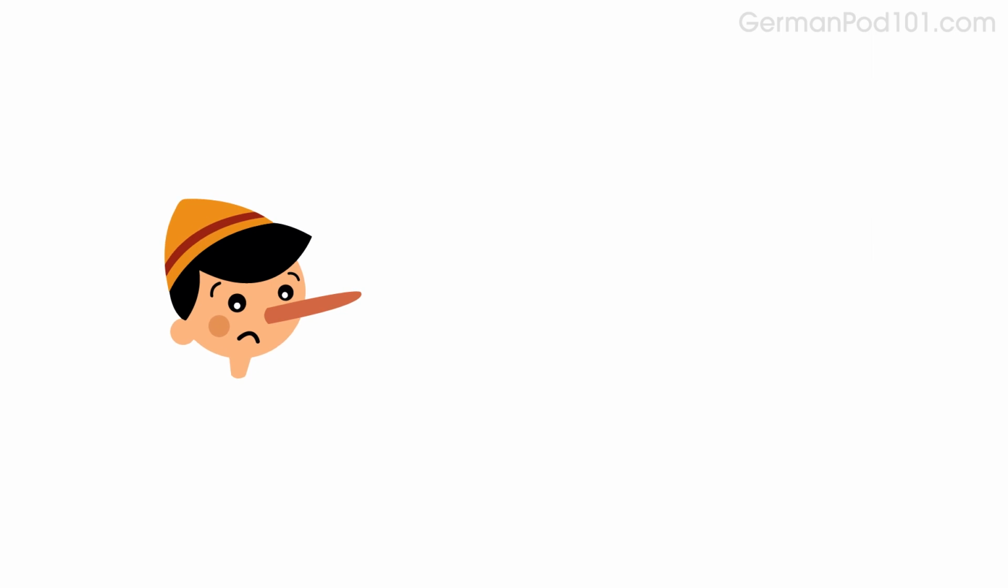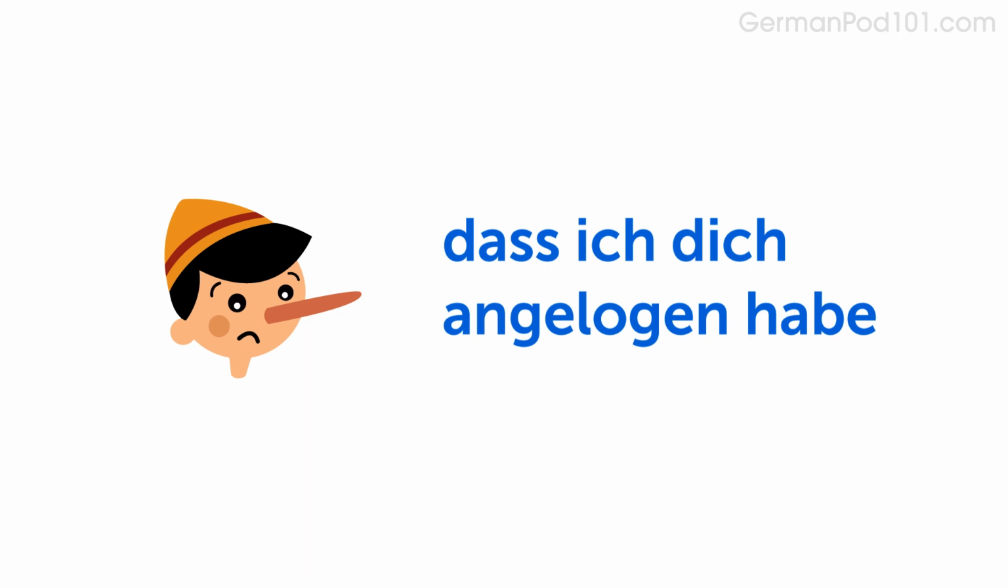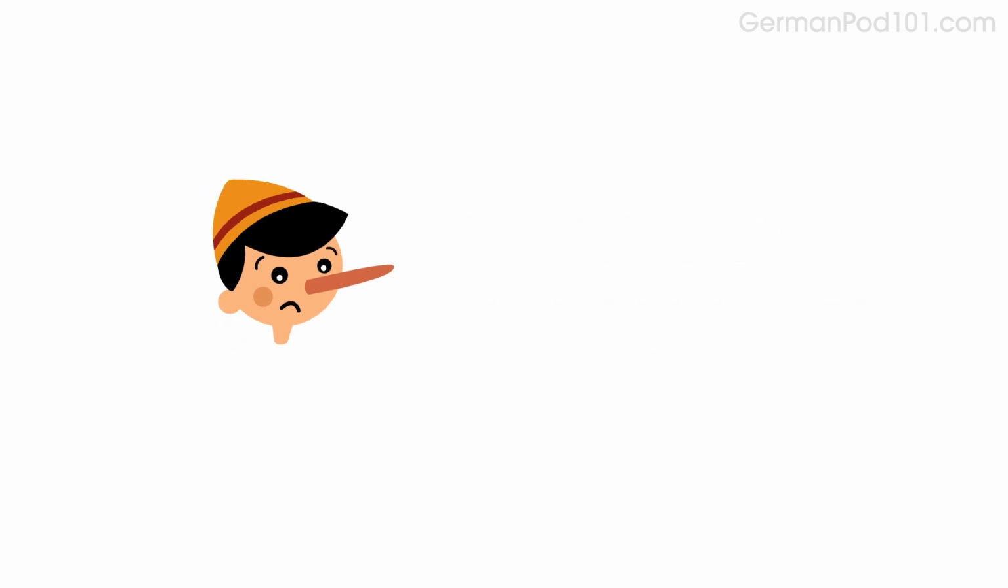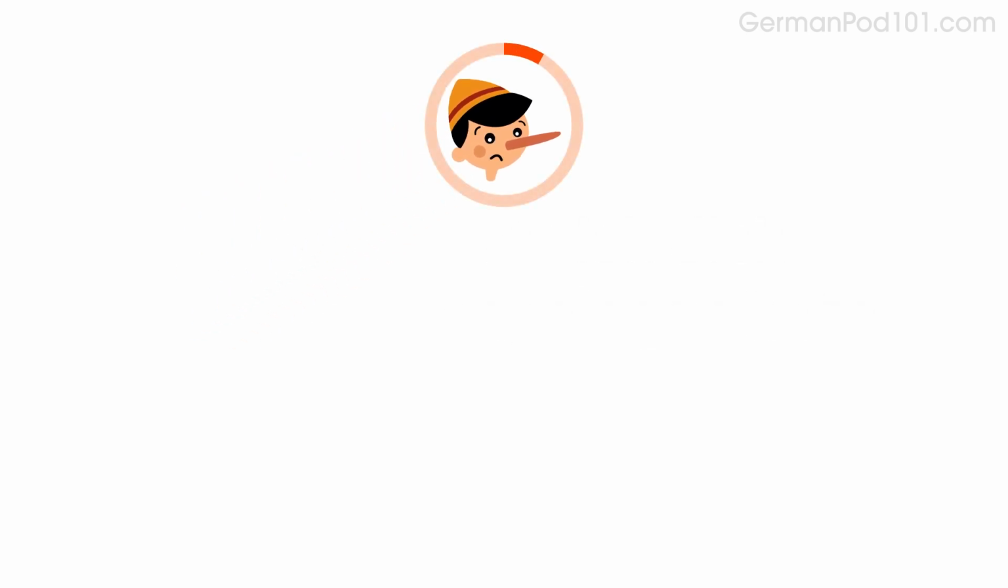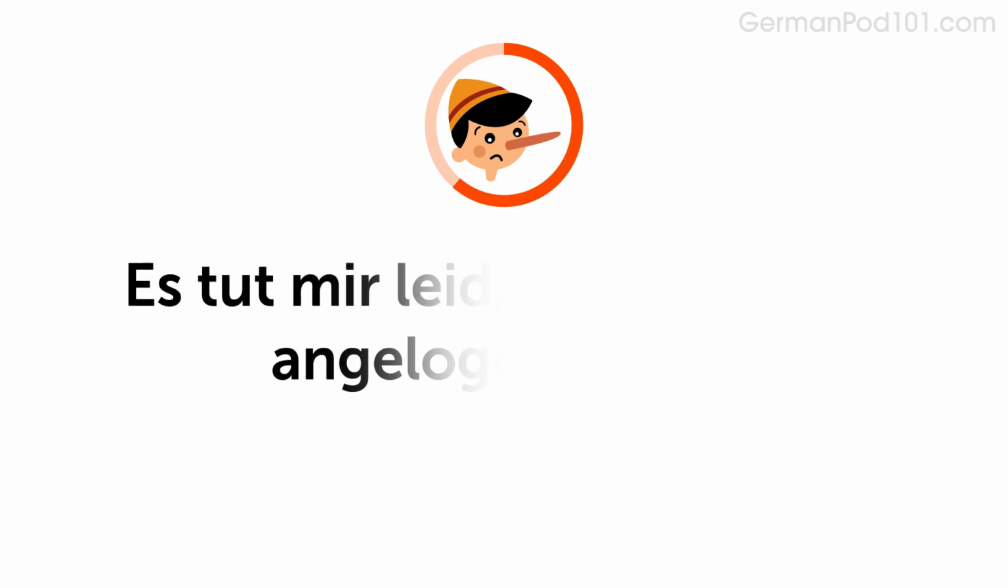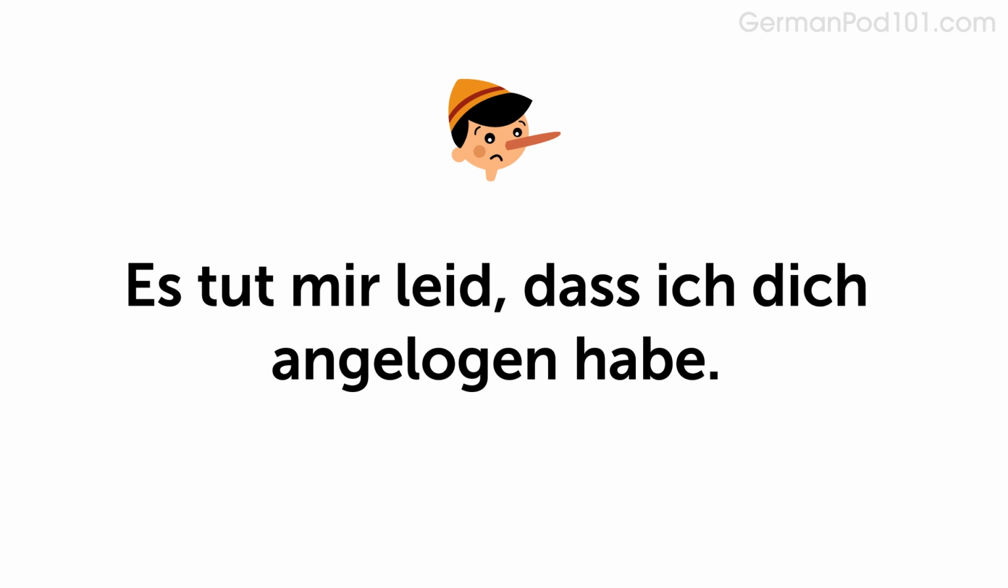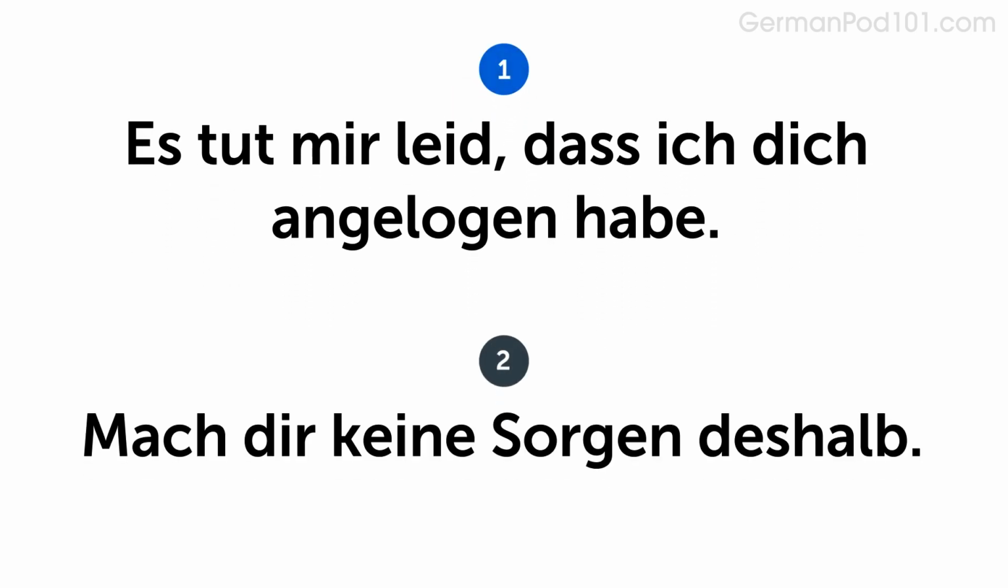Imagine you want to apologize because you told a lie to someone. Do you remember how to say lying to you? Dass ich dich angelogen habe. Say, I'm sorry for lying to you. Es tut mir leid, dass ich dich angelogen habe. Now say you're sorry for lying and respond to it. Es tut mir leid, dass ich dich angelogen habe. Mach dir keine Sorgen deshalb.